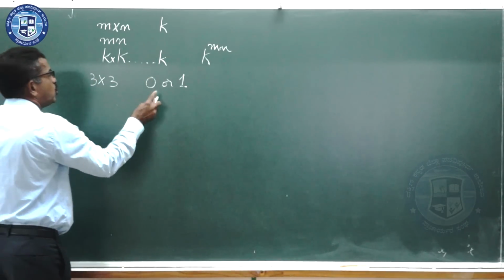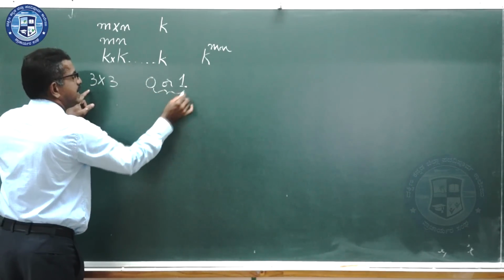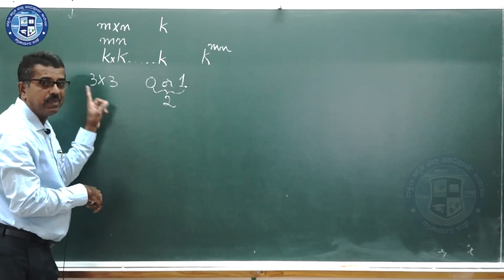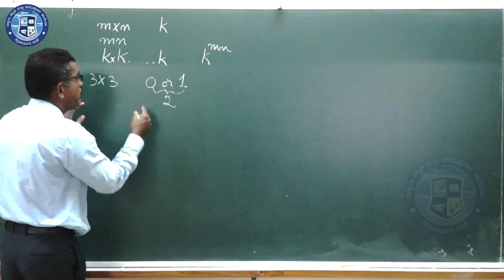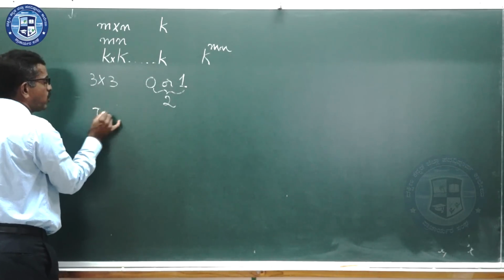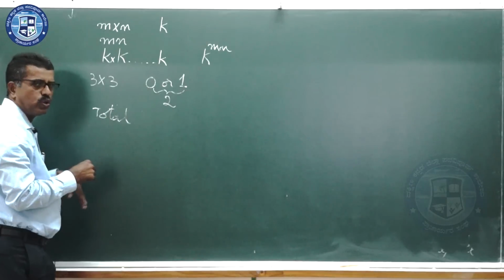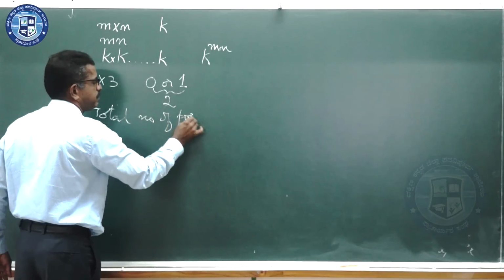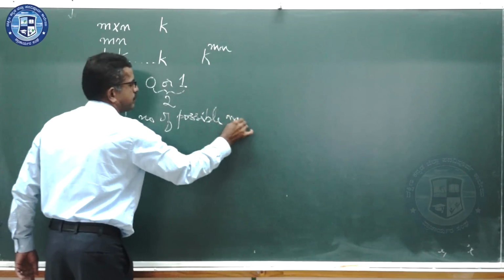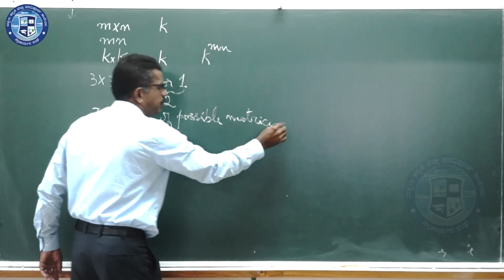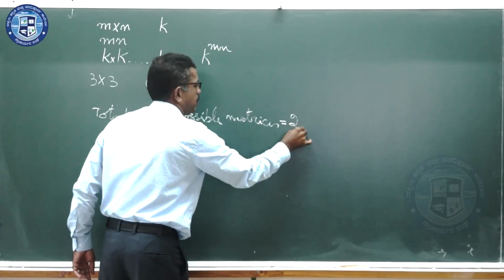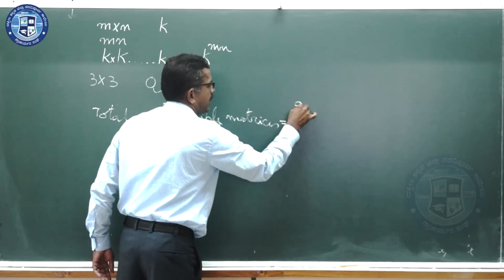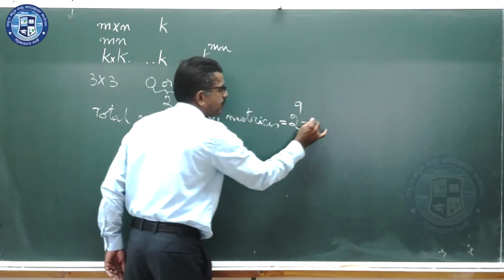Here, as I told, the number of possible entries is 2, and the order of the matrix is 3 cross 3. That means the total number of elements is 9, so m into n is 9. I can confidently write this, as it would be asked only for 1 mark, so you need not drag on. The total number of possible matrices would be 2 to the power, because the number of possible entries is 2 here, that is k, and m into n is 9. You must know that 2 to the power 9 is 512.